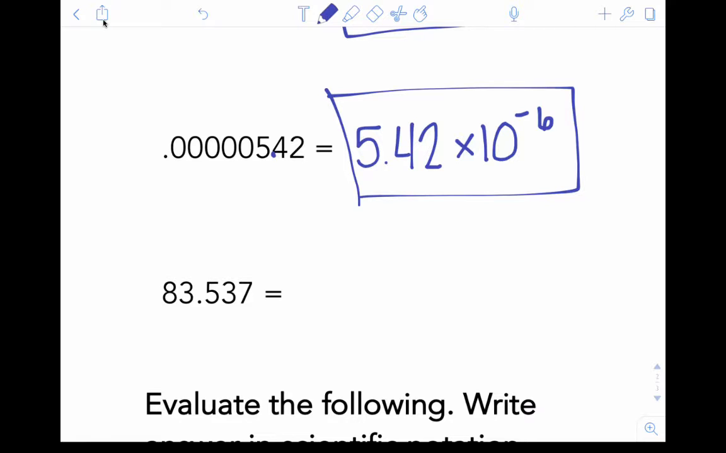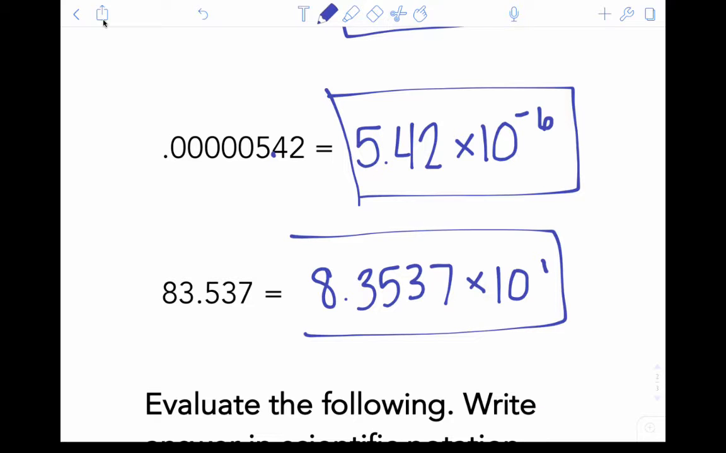All right, one final one. This number is not in scientific notation, so we need to make it that way. The decimal is going to go right here between the 8 and the 3 to make a number that's between 1 and 10. So this is 8.3537 times 10 to a power. This decimal place only moved 1. So my exponent is 1. And my original number is greater than 1, so my exponent is positive. So this right here is my final answer.